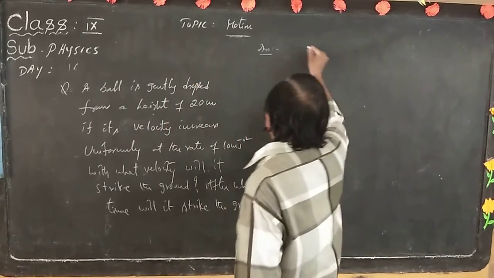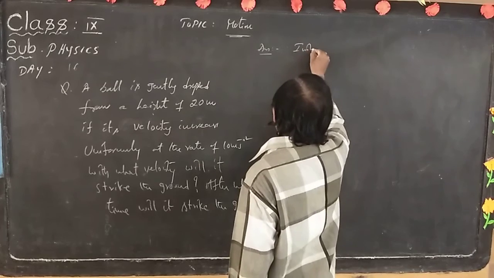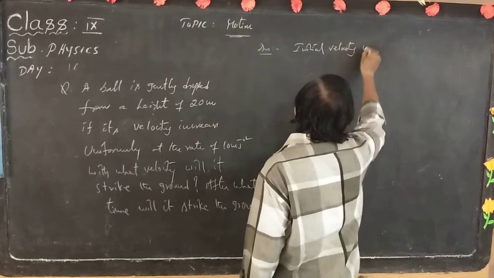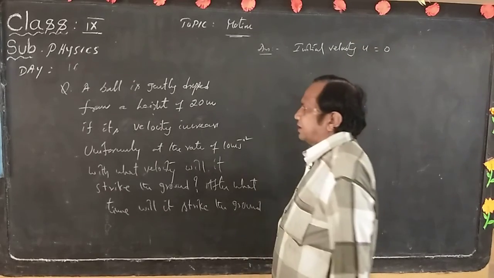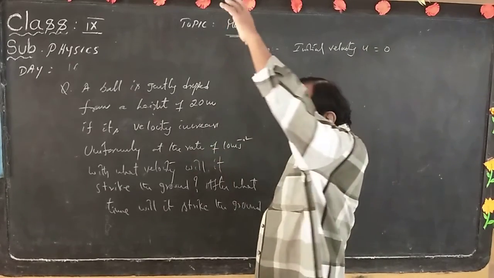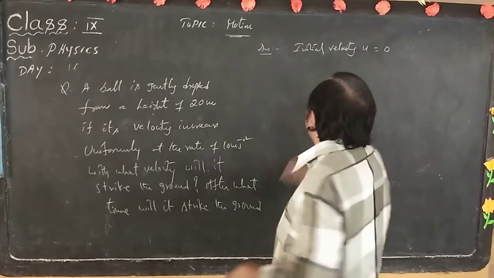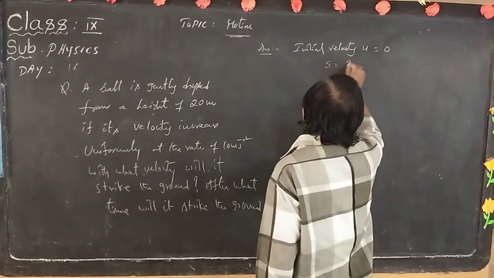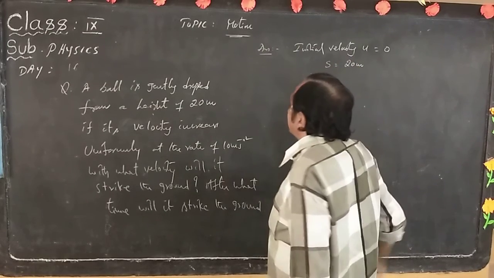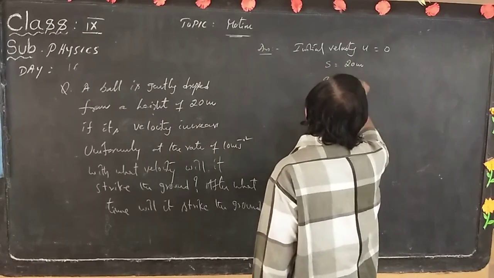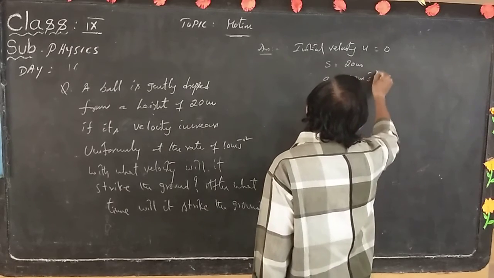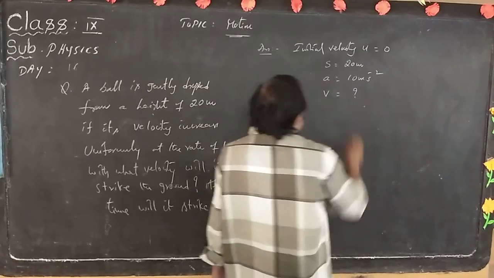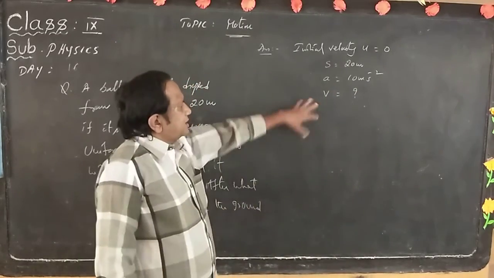So here initial velocity u is equal to 0 because it is starting from rest at 20 meter height. So initial velocity u is equal to 0. S is equal to 20 meters distance and acceleration will be 10 meter per second square. Then what is the final velocity of the body to reach the ground?